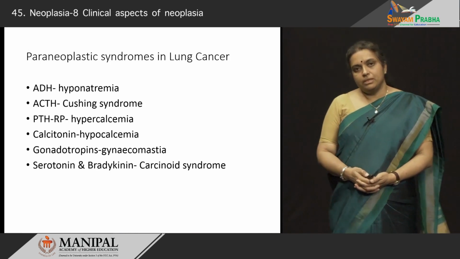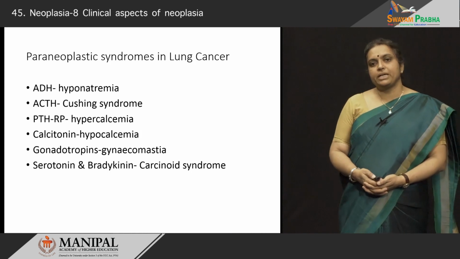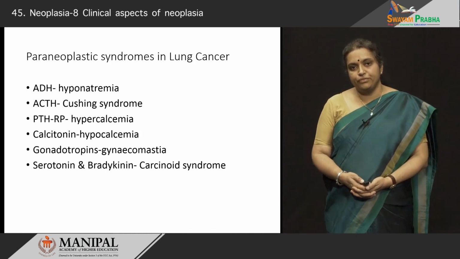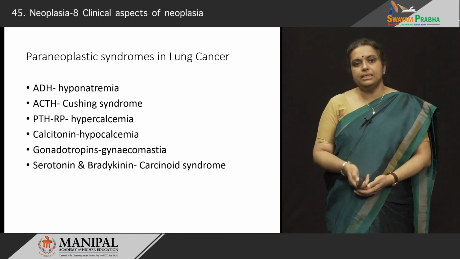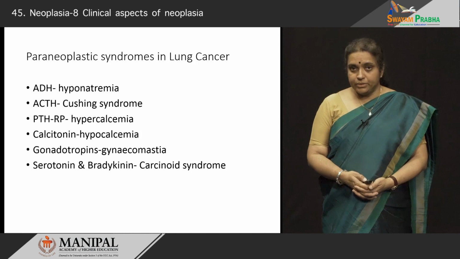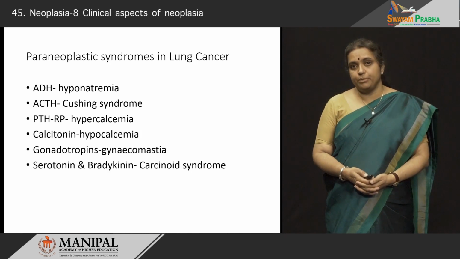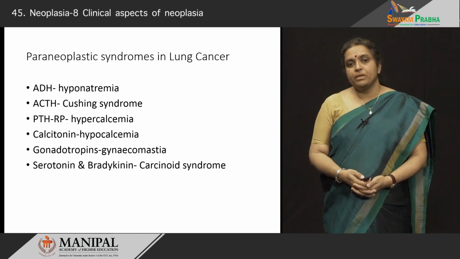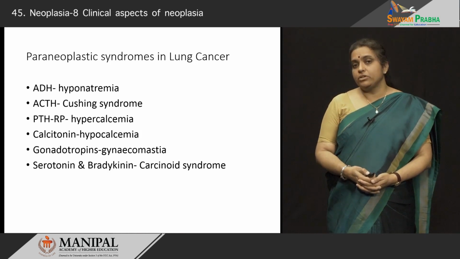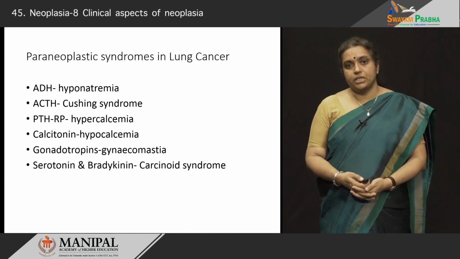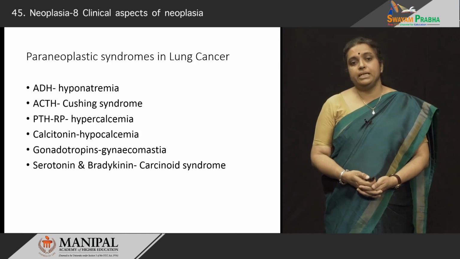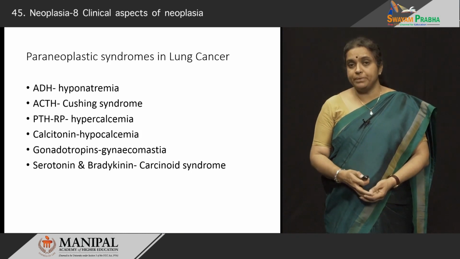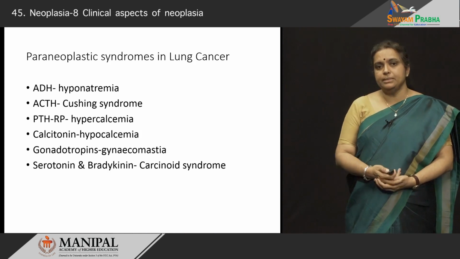As I told earlier, lung cancer is one of the prototype cancers which causes quite a few paraneoplastic syndromes, some of which I have listed here. It can secrete antidiuretic hormone which can cause hyponatremia or lowering of sodium levels in the blood. It can secrete ACTH, adrenocorticotropic hormone, which can cause Cushing syndrome. It can secrete a parathormone related peptide, which can cause hypercalcemia in patients with lung cancer.